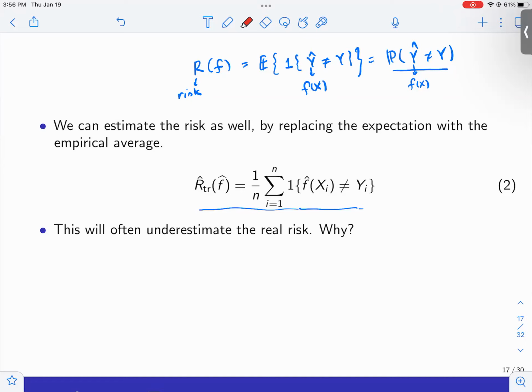So it's equivalent to saying I'm just going to count how many examples I misclassify on the training data. I have this bullet point here that this often underestimates the real risk. The word 'often' is in quotation, because it's not always the case, as we'll see. I want to elaborate a little bit on that.